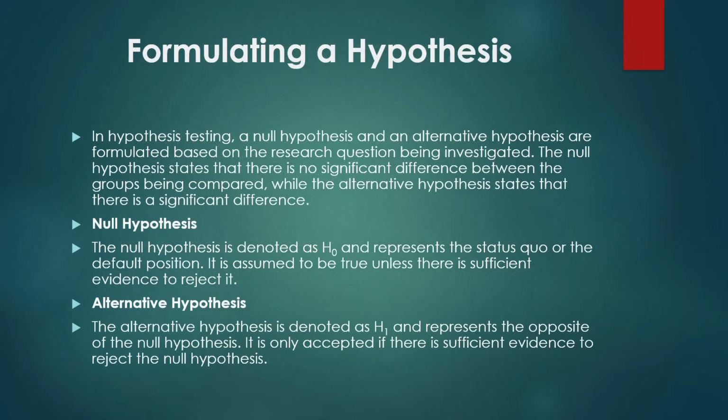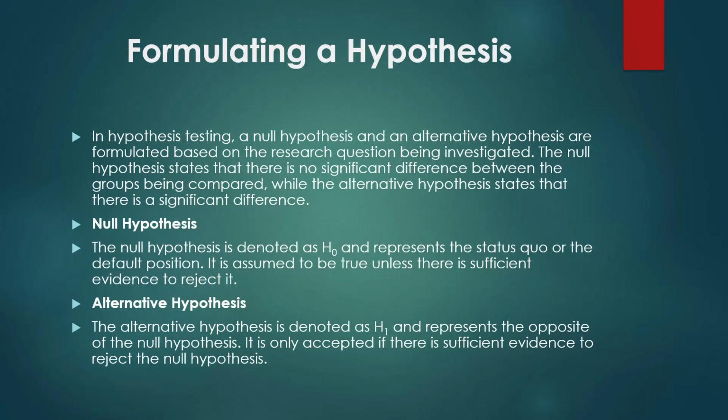So here we can study the different types of hypothesis. There are mainly two types of hypothesis. The first one is the null hypothesis and the second one is the alternative hypothesis. The null hypothesis is represented by H naught, and we are doing the computations and the study on the basis of this H naught. It is assumed to be true unless there is sufficient evidence to reject it.